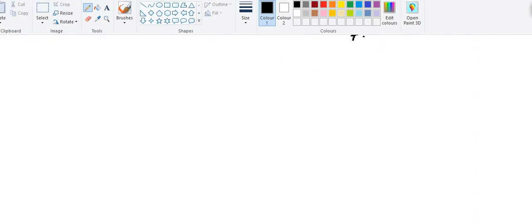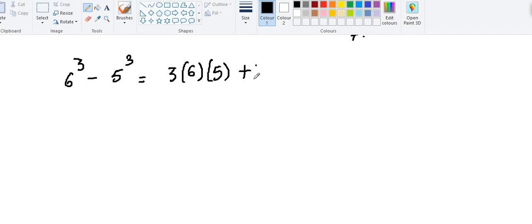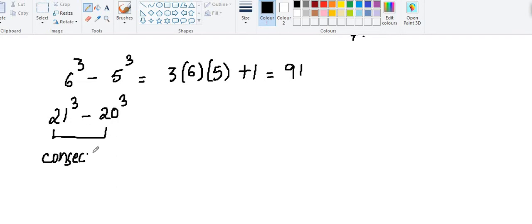In the same way, suppose I want to calculate 6 cube minus 5 cube. You just have to, no need to calculate the cubes, you will write 3 times 6 into 5 plus 1. So your answer will be 91. Say I want to calculate 21 cube minus 20 cube. See, the numbers should be consecutive, only then this property will work. So the answer for this will be 3 into 21 into 20 plus 1.